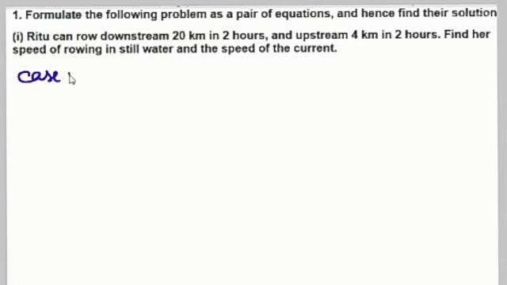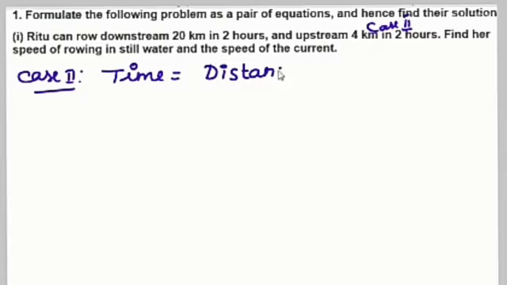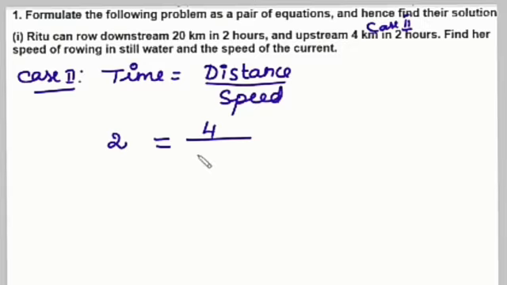This is my case 2. I'll write here case 2. Again I am going to write the formula, time equals distance by speed. Okay, here the time is the same thing, 2 hours is equal to distance, 4 km, by speed, which will be x minus y, because this is the case of upstream. Upstream means the speed is reduced by the speed of the current. So I have written x minus y like this.